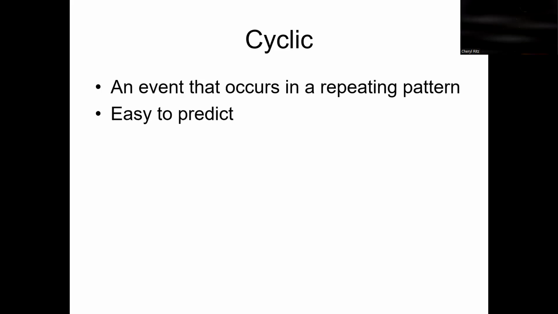How long it takes the earth to rotate, and when sunrise is and when sunset is, is predictable and happens in a pattern. What? The moon. Yes, the phases of the moon.